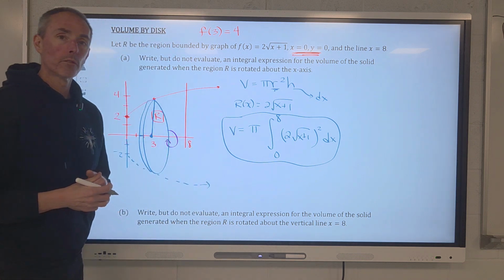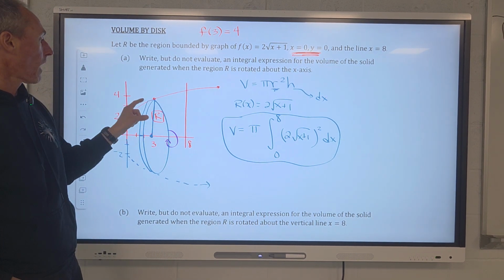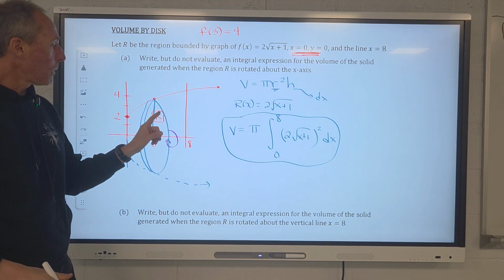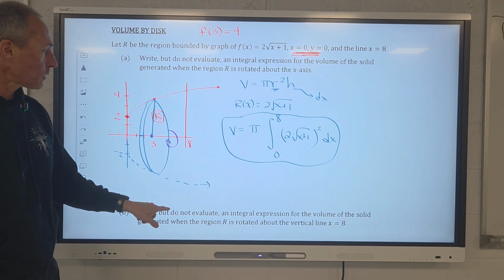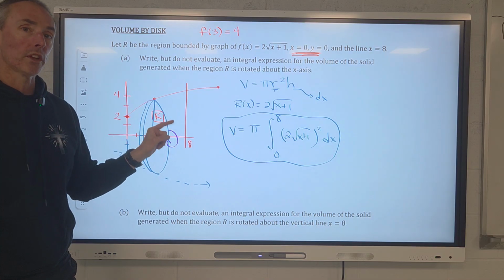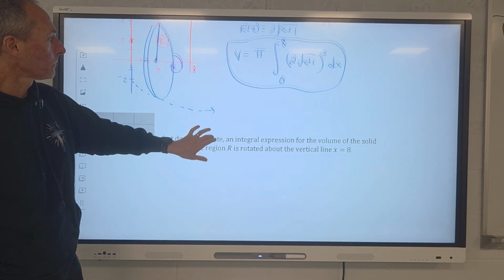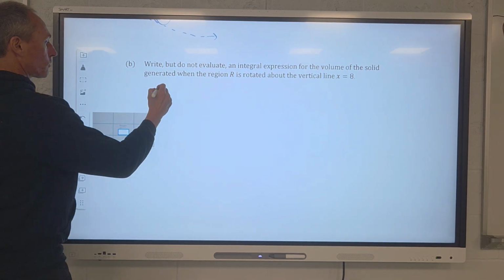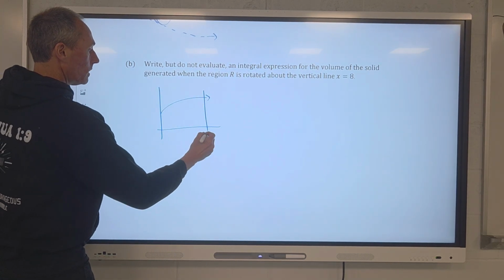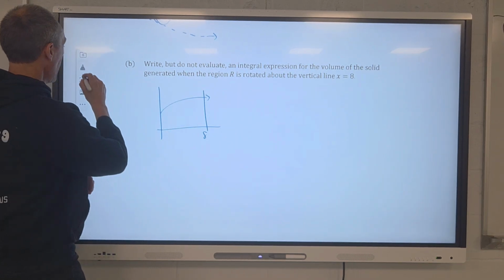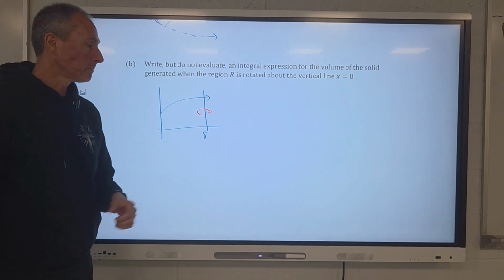There's my setup, right? Now let's look at a little bit of a twist. What happens if we don't revolve this around a horizontal line, but we revolve it around a vertical line? We're going to take the same region, but in the next problem, we're going to revolve it around x equals 8. How does that change what we do? Let's take a look. Same region, I'll sketch it real quick one more time. Okay, but this time we are going around x equals 8.